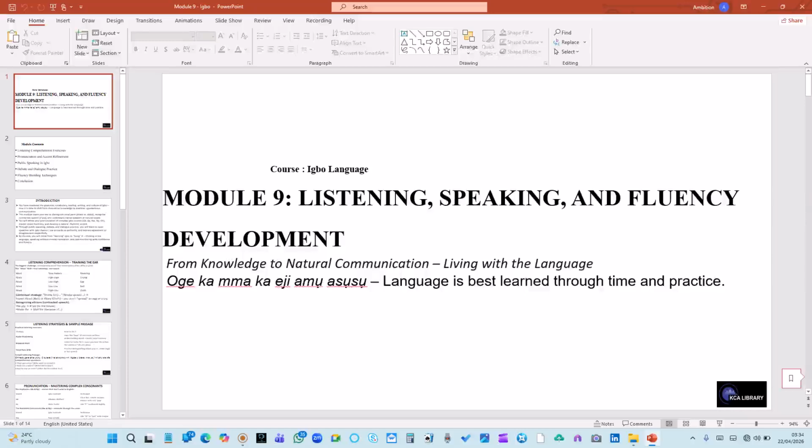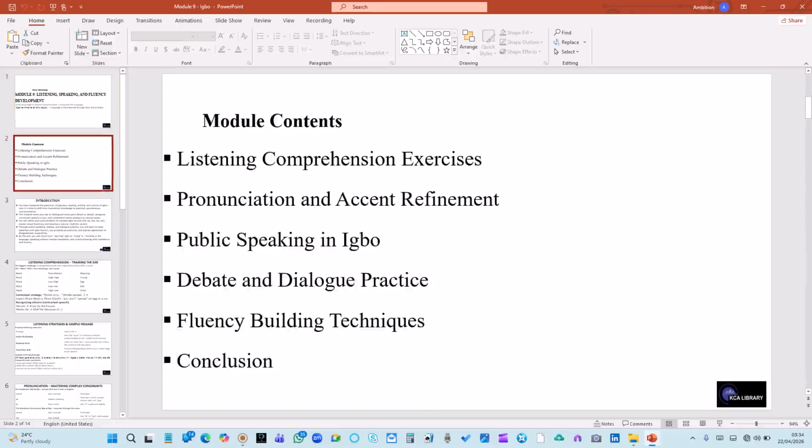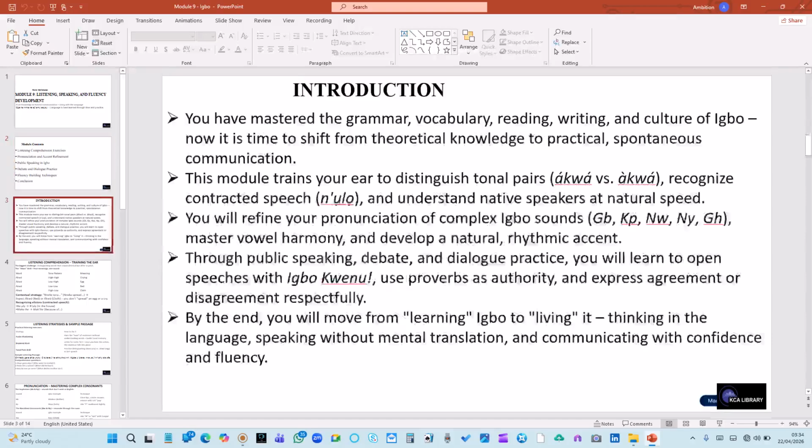Igbo people said, "Oge ka mma ka eji amụ asụsụ," which means language is best learned through time and practice. The module content that we should be looking at here include listening comprehension exercises, pronunciation and accent refinement. We will look at public speaking in Igbo language. We will also look at debate and dialogue practice. We will further look at fluency building techniques before we draw our conclusion.